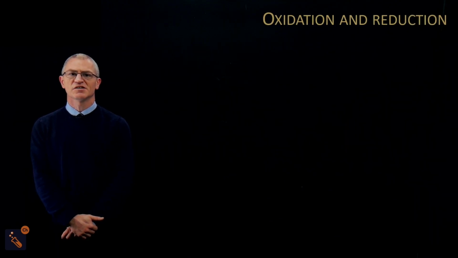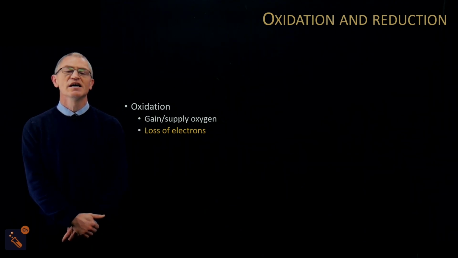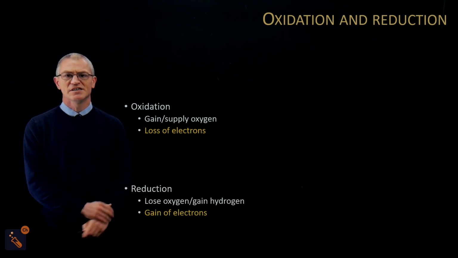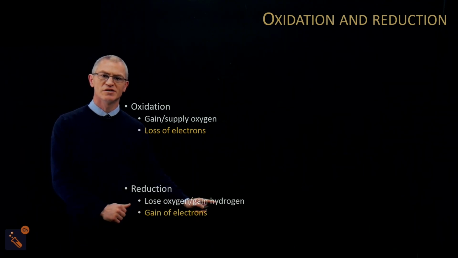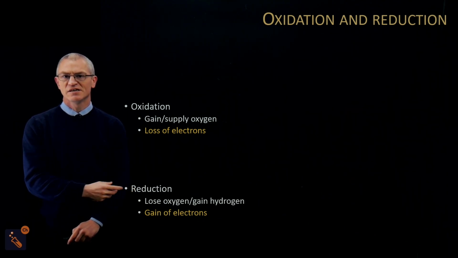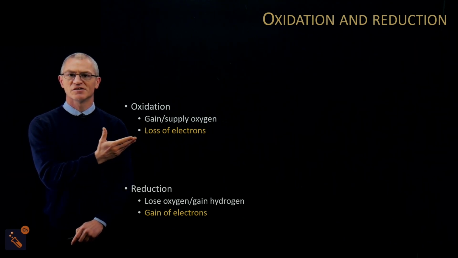So oxidation and reduction. Oxidation is the gain of oxygen and the loss of electrons. So really important, you can add oxygen and at the same time lose electrons. Now reduction is gaining electrons. A really important point is that it can also be gaining hydrogen, and because of both of those it will gain electrons as well. But the main thing, because we've done it in orange here, is that it is loss of electrons and gain of electrons.